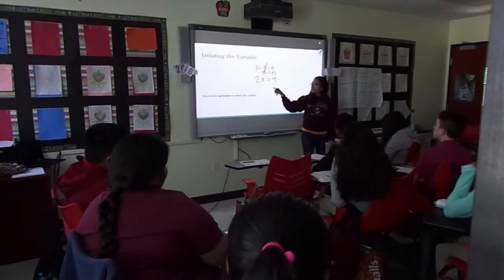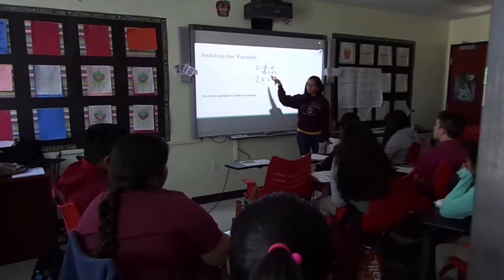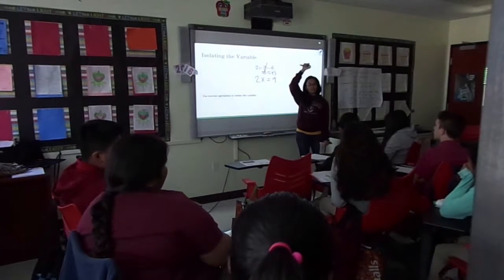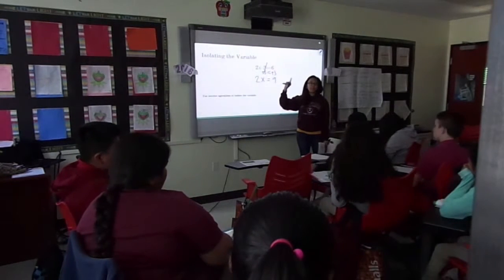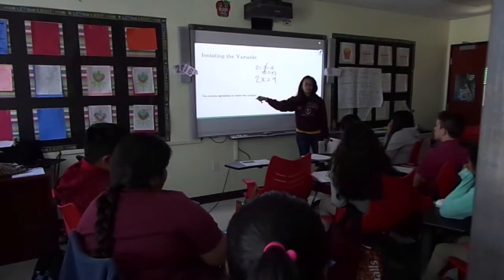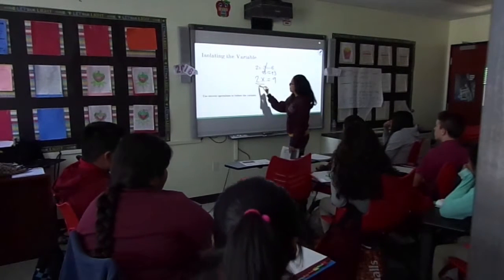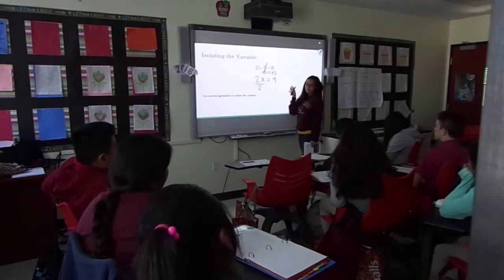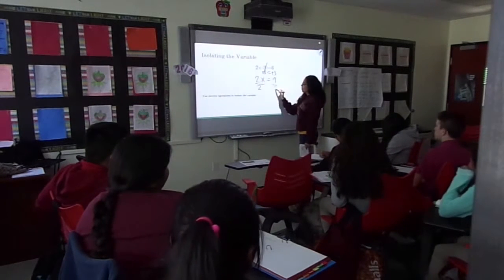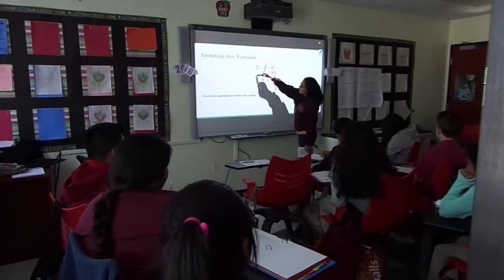What is going on here? X is being what? Heather. Multiplied by what? By 2. What would be the opposite or the inverse? Yeah, divide by 2. If I divide by 2 on one side of the equal sign, what do I have to do to the other side? Same thing. Okay. So here, 2 divided by 2, that cancels out.